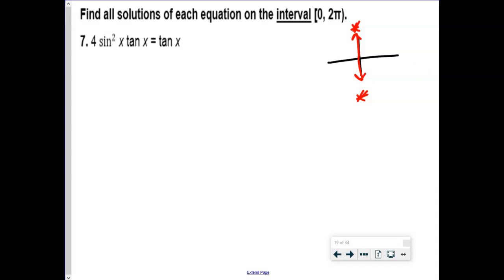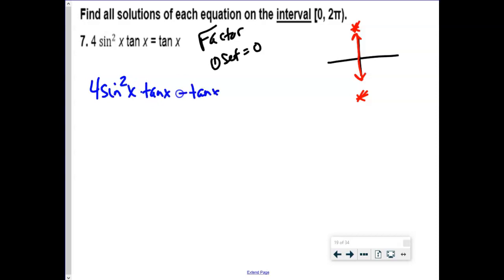Yes. We should. Yes, we're going to factor this one, which means we first need to set it equal to 0. So, subtracting tangent over, you've got 4 sine squared x times tan x minus tan x equals 0. Now we're real set up to factor. What's the common factor here?